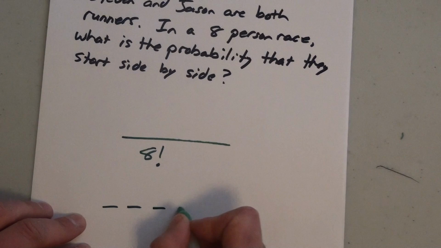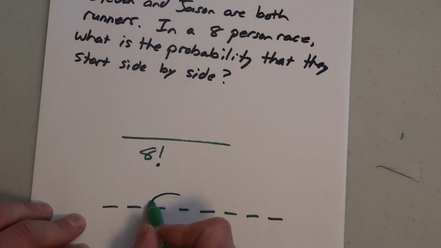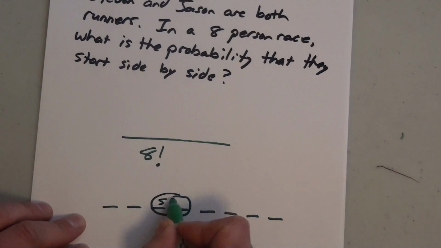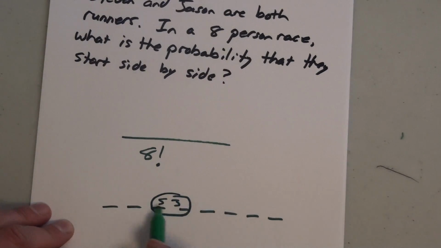So 8 people in a race, 1, 2, 3, 4, 5, 6, 7, 8, okay? I want to treat Stephen and Jason as one person. Now they can move anywhere in this race to take up one of those spots. So then I'd have 1, 2, 3, 4, 5, 6, 7 things to put in order if I'm going to treat them as just being one. So that'd be 7 factorial.